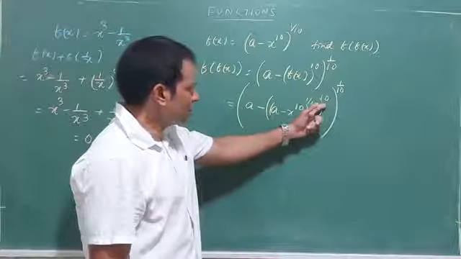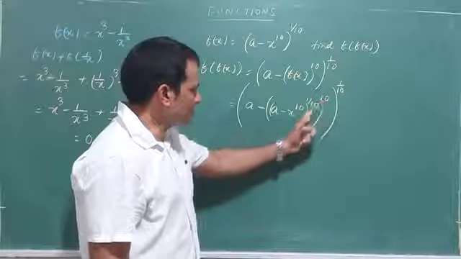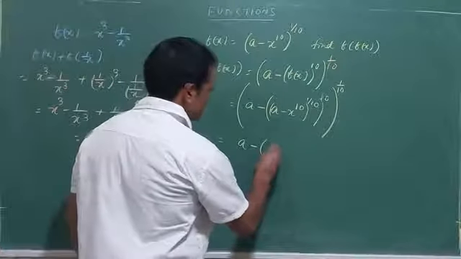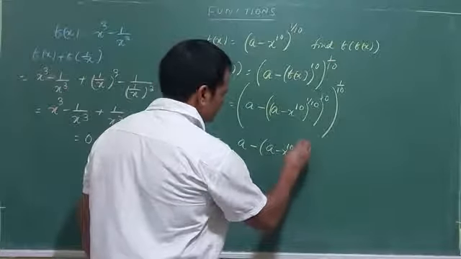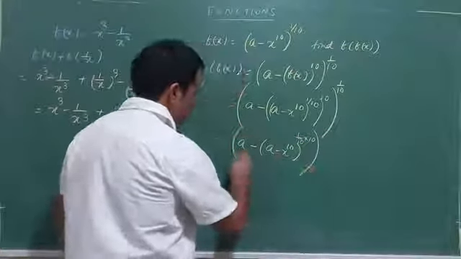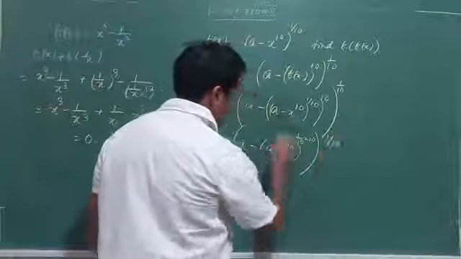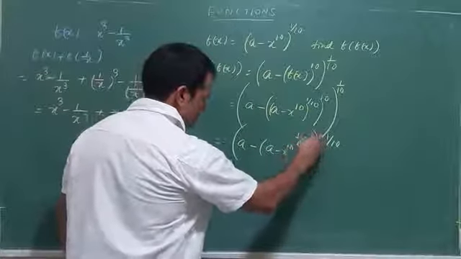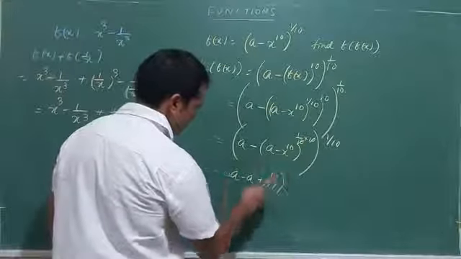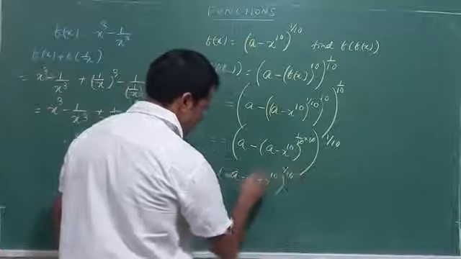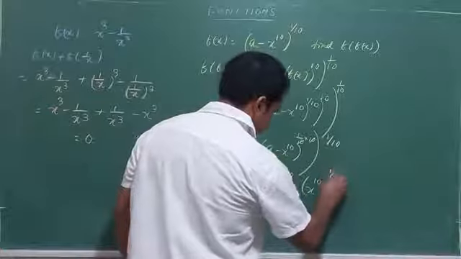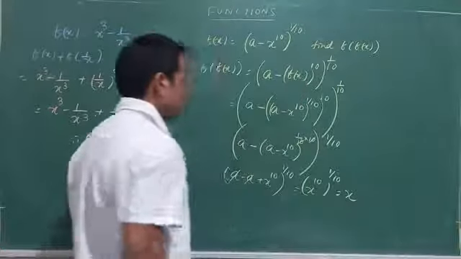Then these two powers are together, so they will multiply. So what will happen here? (a − (a − x¹⁰)^((1/10)·10)) whole to the power 1/10. The 10s cancel out. What is left? a − a + x¹⁰. The a cancels out. Alright?